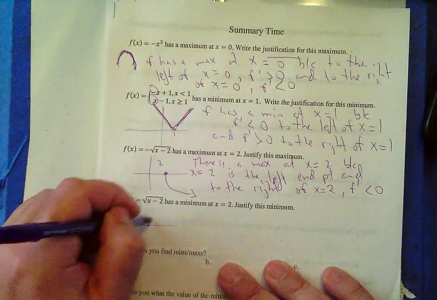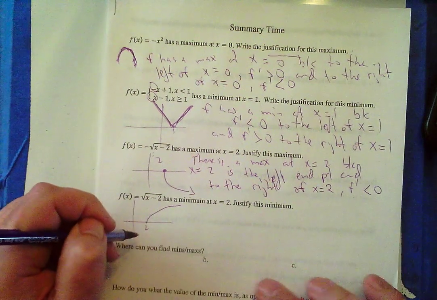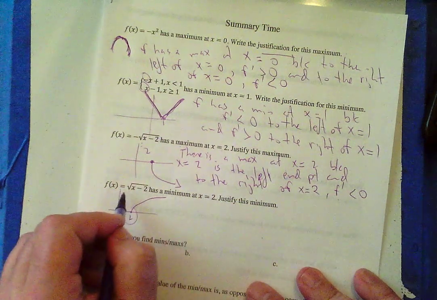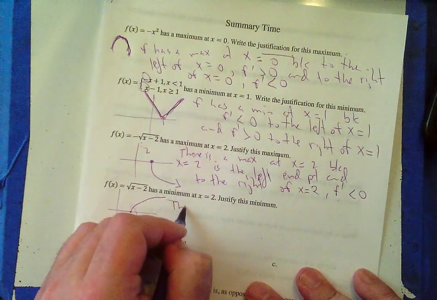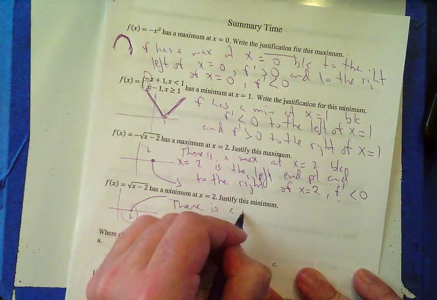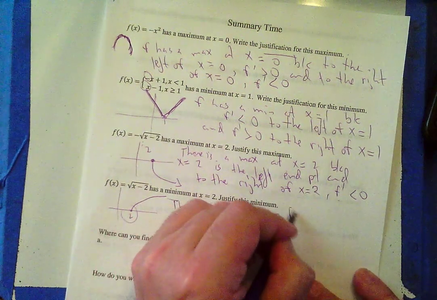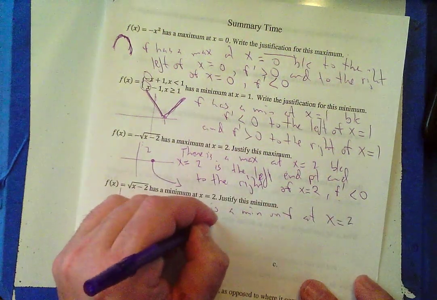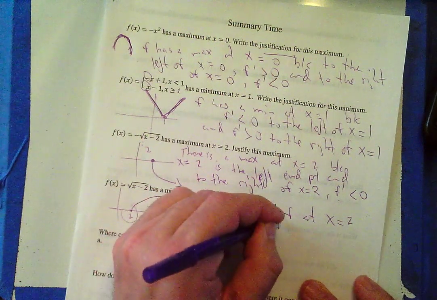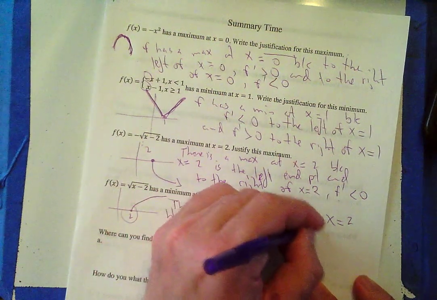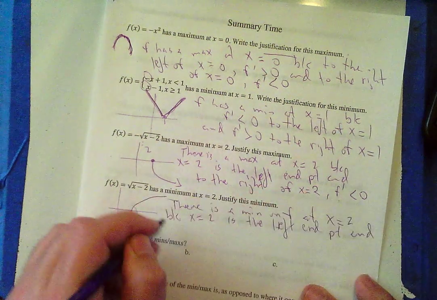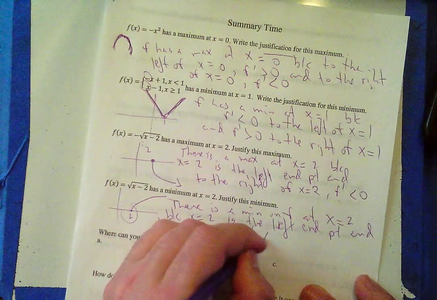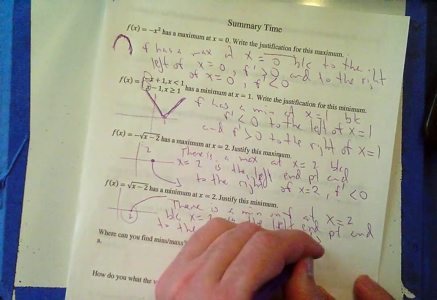This function has a minimum at x equals 2. It sure does, and again, that's a left endpoint. So we're going to say there is a min on f at x equals 2 because x equals 2 is the left endpoint, and to the right of x equals 2, f prime is greater than 0.